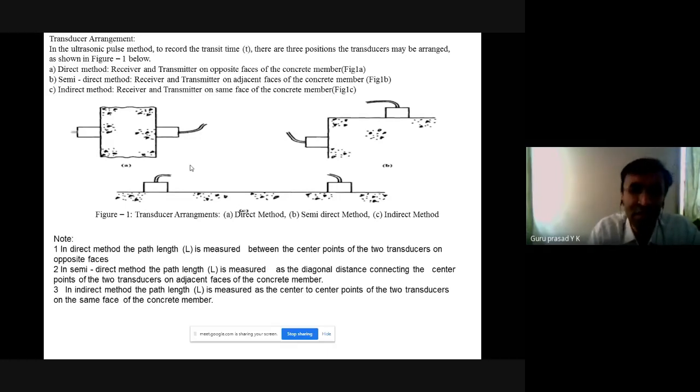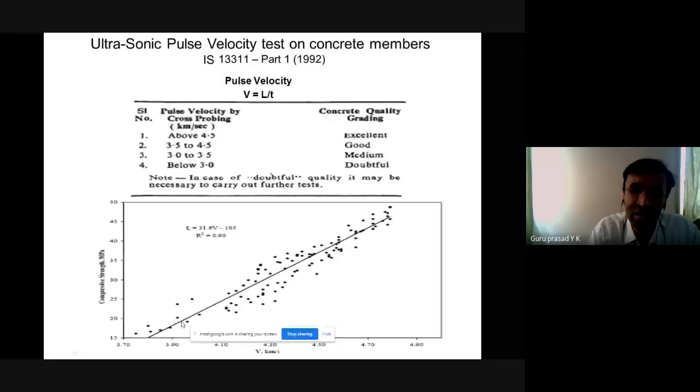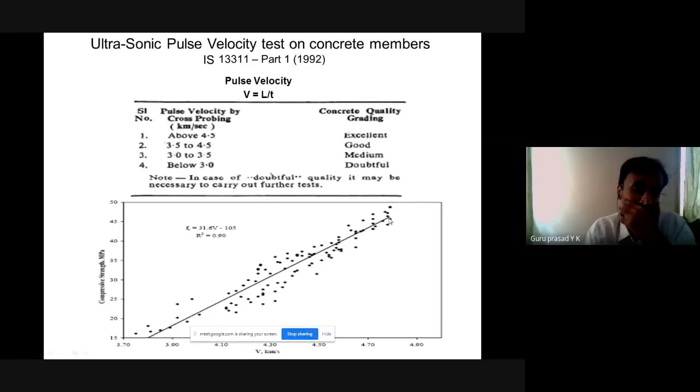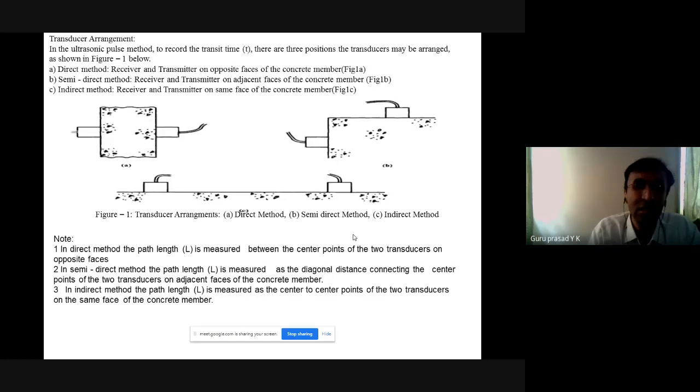So from this, a plot has been made based on a regression analysis. We have been able to establish a particular relation where you can find the compressive strength Fc from this velocity V. You can do this in Excel also, in fact. People who are into this CAD lab will have regression analysis as part of that syllabus, so they will be aware of that.